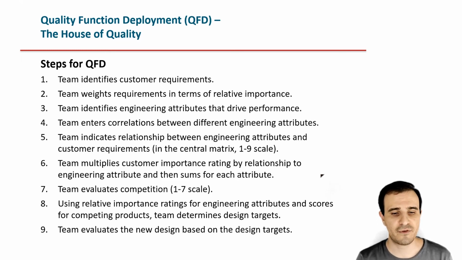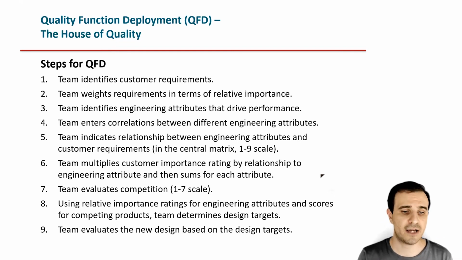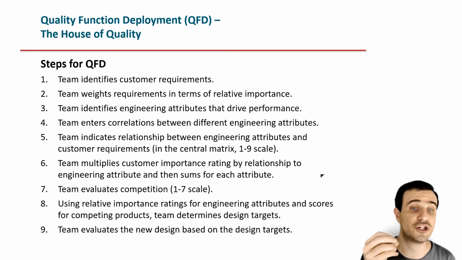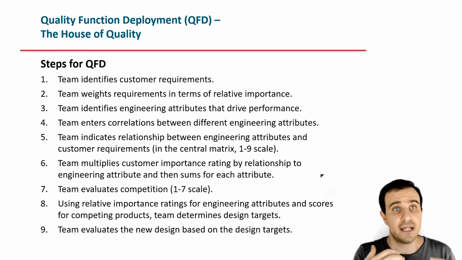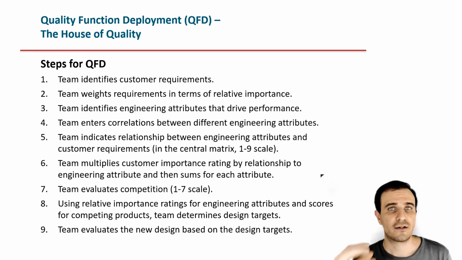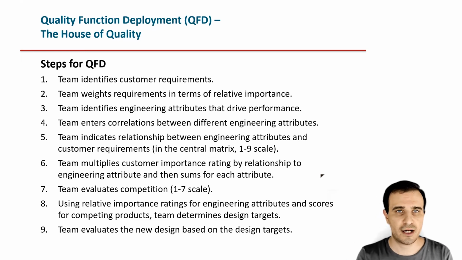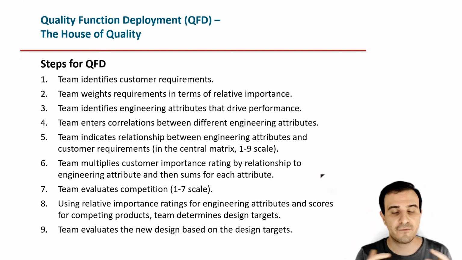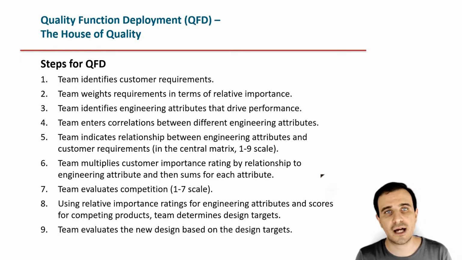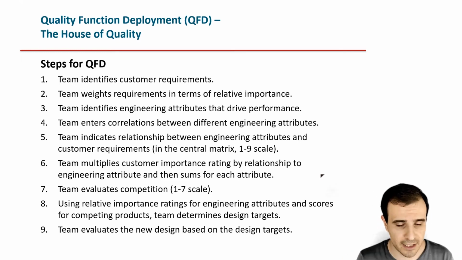This is done in the center part of a matrix on a 1 to 9 scale. And then you multiply the customer importance rating by relationship to the engineering attributes. And then you make a sum of this. Additionally, you are going to evaluate what competitors are doing. And this will be done on the right-hand side of a matrix, 1 to 7 scale. Finally, using the relative importance ratings for engineering attributes, you will determine your design targets. And finally, you evaluate the new design based on the design targets.